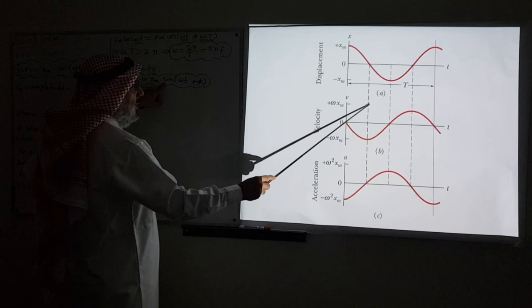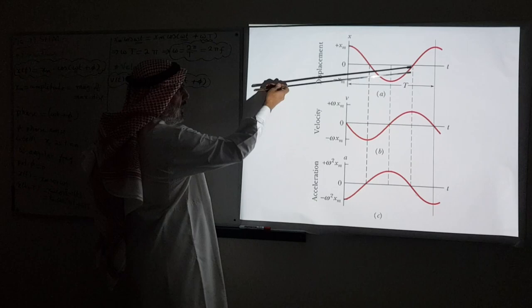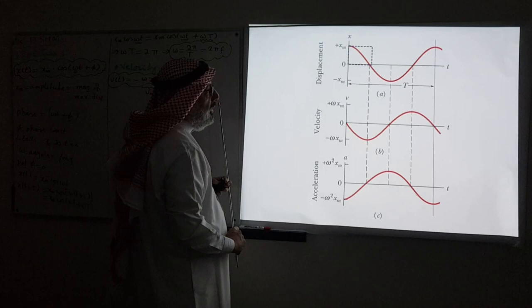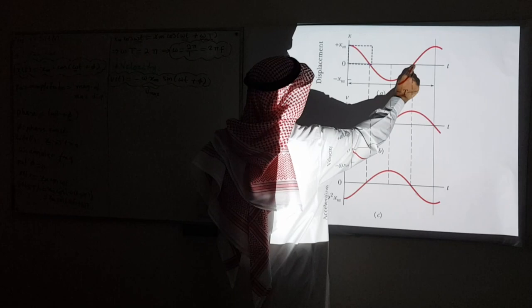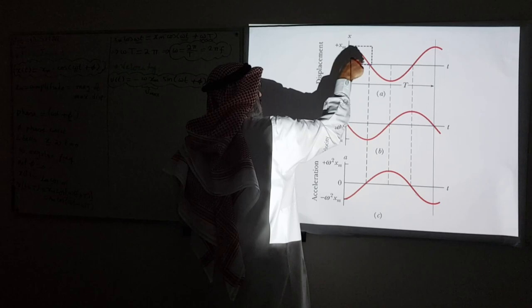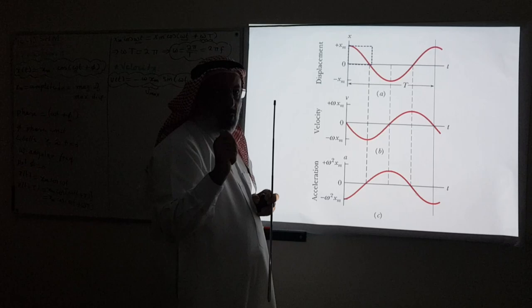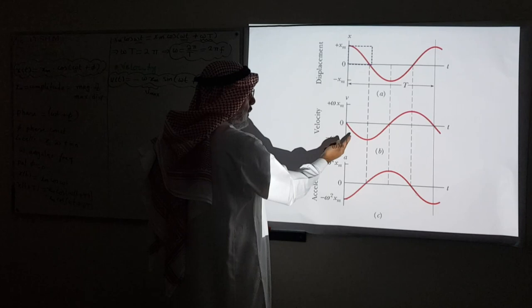And you can now compare the two. First of all, realize that from here to here, this is quarter of a period. You can see that. This is one full period. So quarter, one half, three quarters, full period. So from here to here, from maximum to zero, or zero to maximum negative, that will be quarter of a period. And therefore, if you compare these two, how do we get the velocity from the displacement?